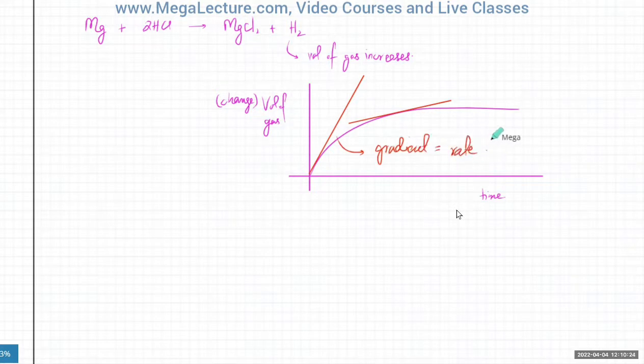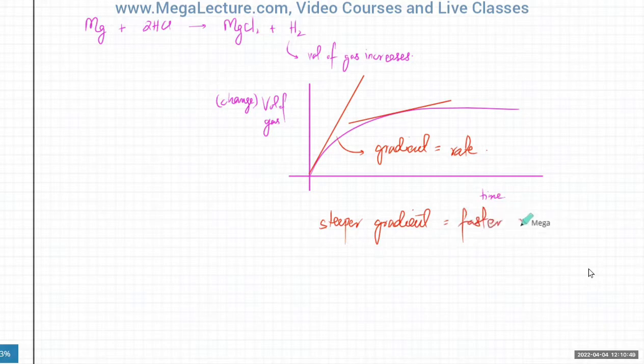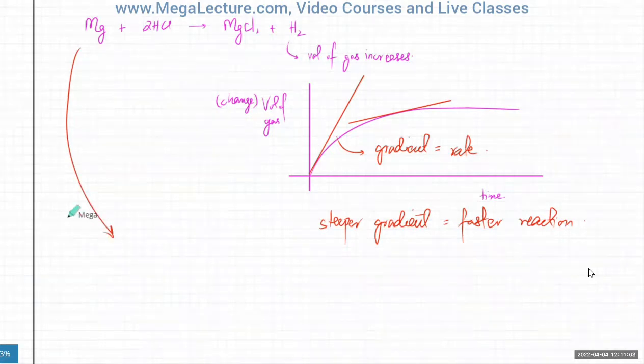So if you want to measure the rate of a reaction, you'll just measure the gradient of any change plotted with respect to time. The steeper the graph, the faster the reaction, the bigger the gradient. So steeper gradient means faster reaction. What I could have also done is plotted the mass of Mg. The mass of Mg must be decreasing with respect to time. Is that clear? Are there any questions?